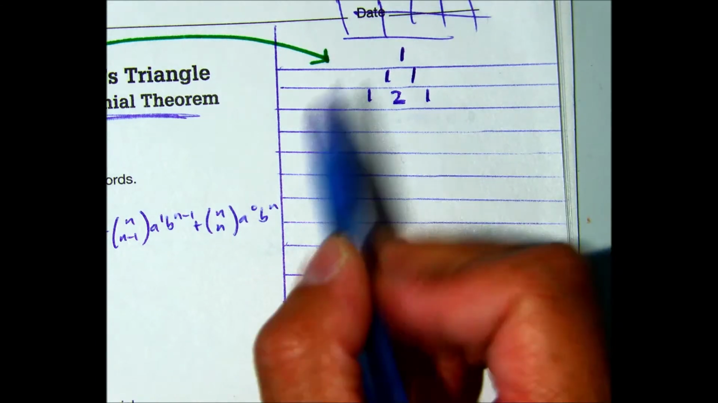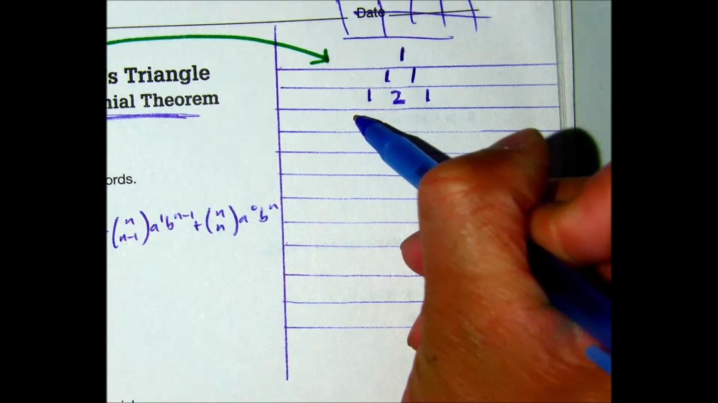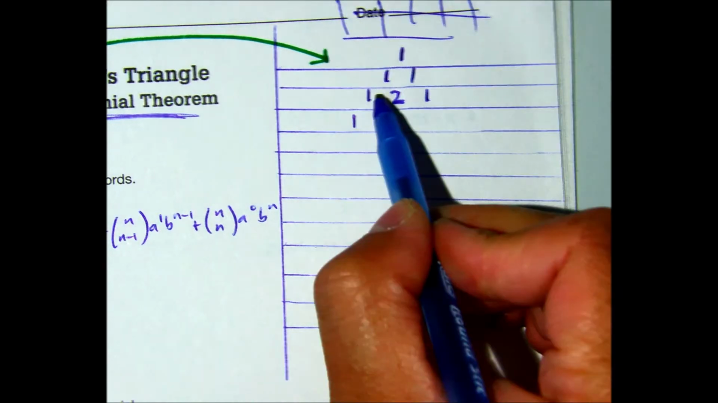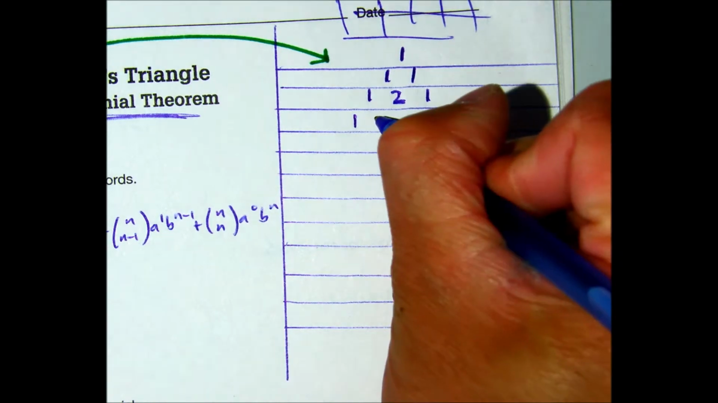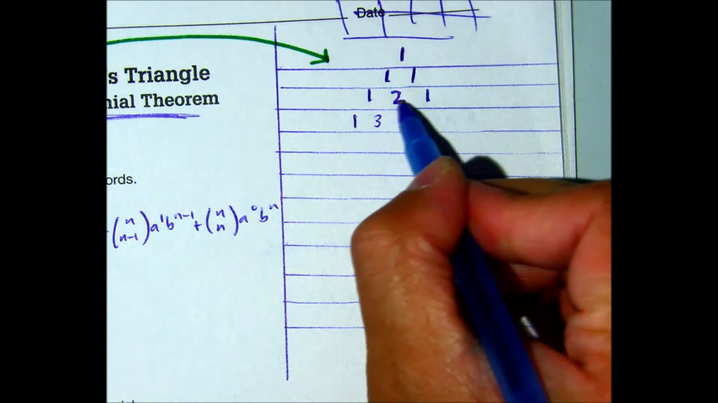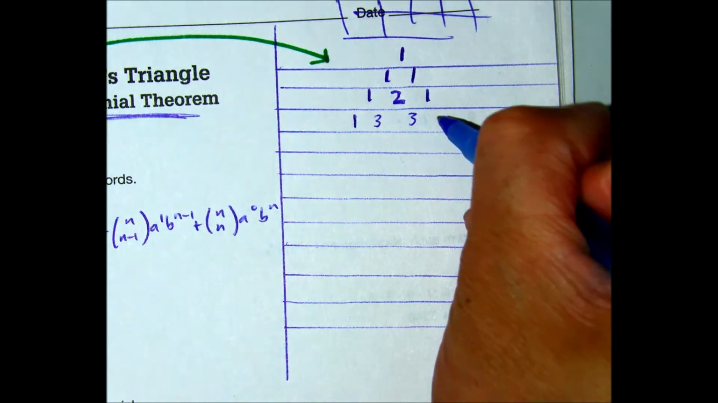Let's create the fourth row together. Class, what number am I going to write? 1. And then what do you do with those 2 numbers? Add, and when you add those 2 numbers together, you get 3, and you slide that one down, you get 1.